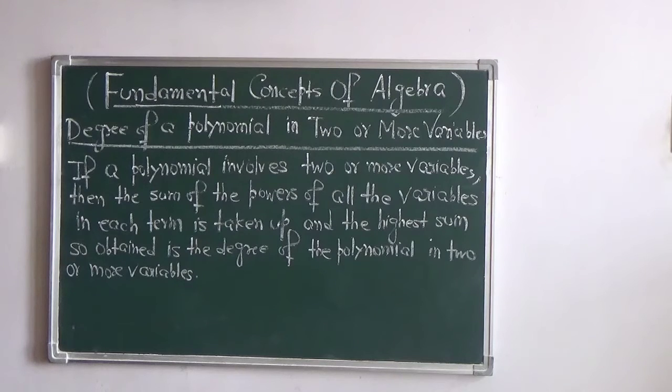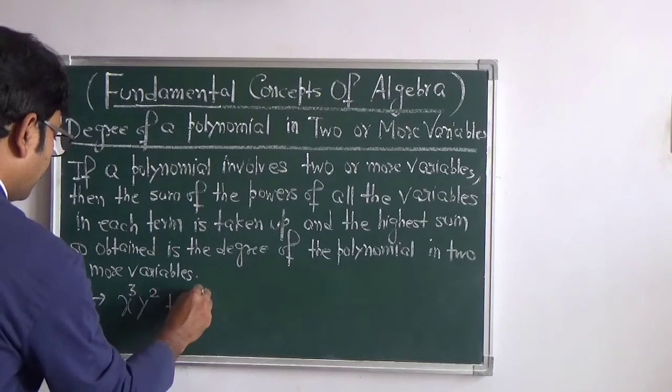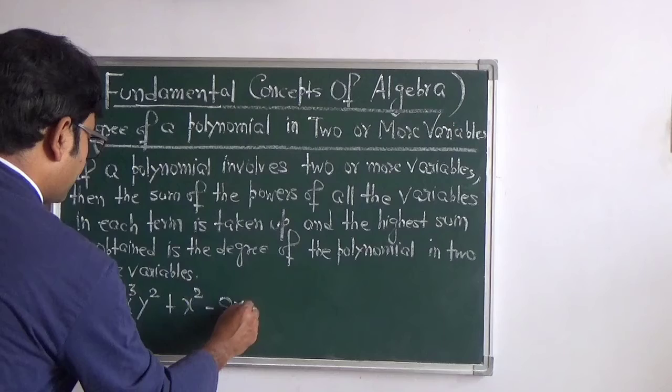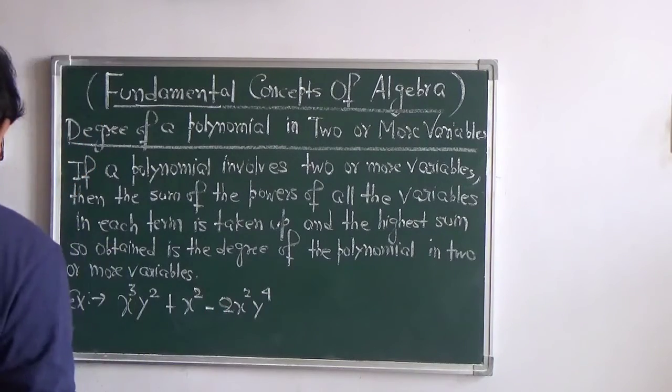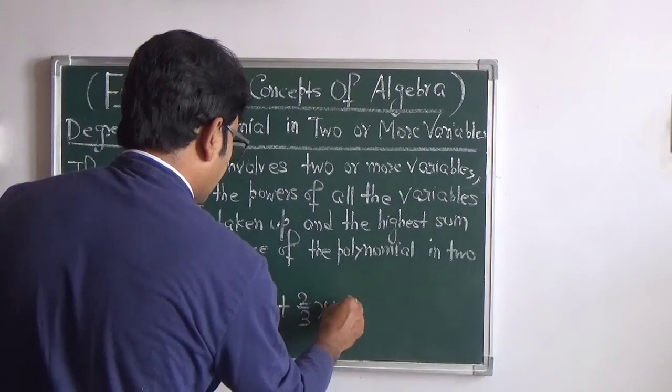So what is the degree of a polynomial in 2 or more variables? If a polynomial involves 2 or more variables, then the sum of the powers of all the variables in each term is taken up, and the highest sum so obtained is the degree of the polynomial. Let us take an example: x cube y square plus x square minus 2x square y to the power 4 plus 2 by 3 x y cube z to the power 4.